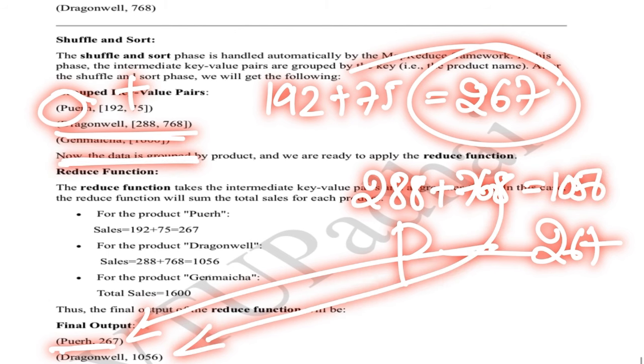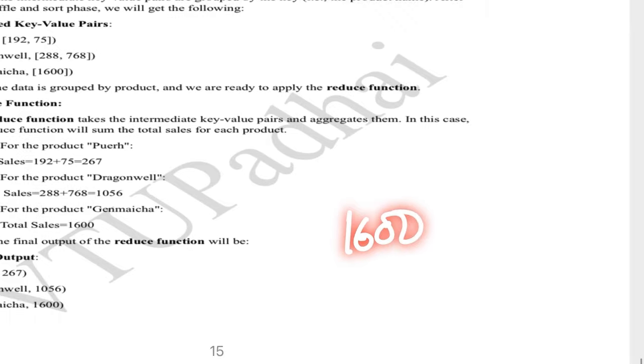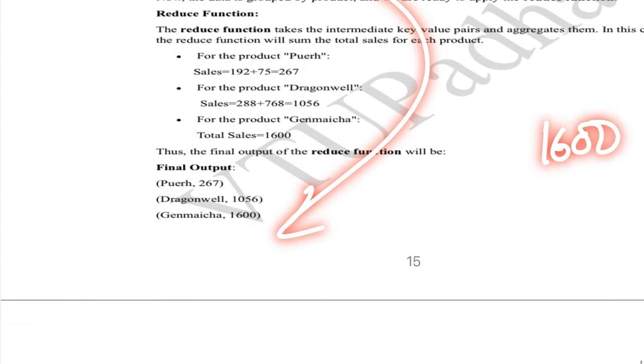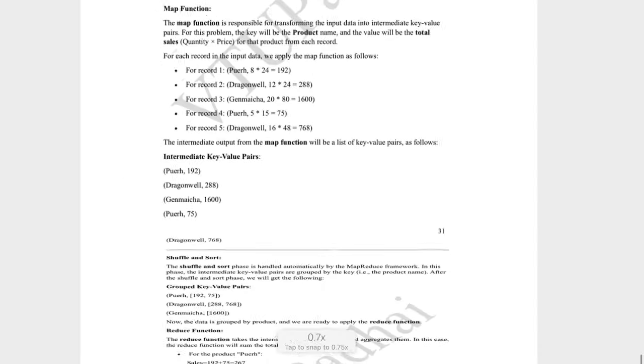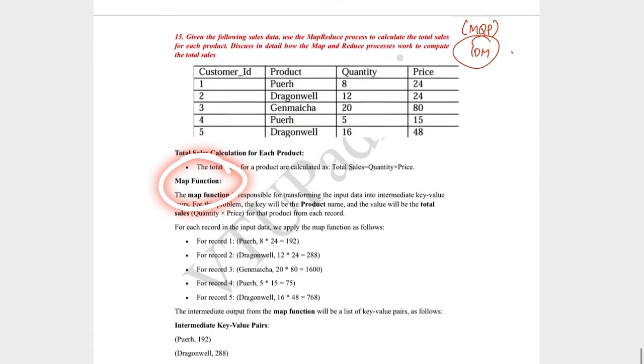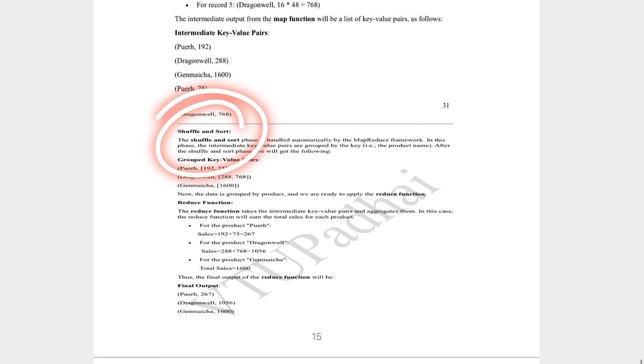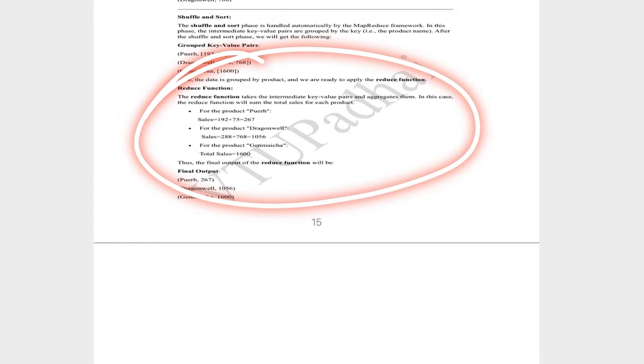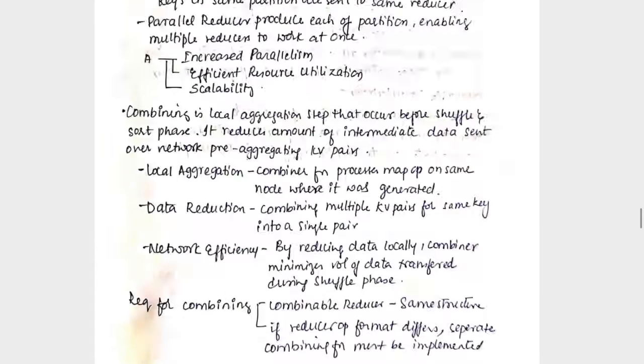Next for this G, it is 1600. So I have written 1600 as it is. So that's it. It is a very simple topic. Firstly, we are mapping it, then we are doing the shuffle and sort, and after that we are doing the reduce function. So that is the end of the third module.